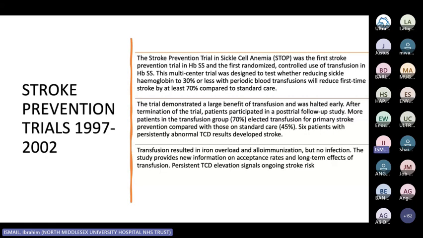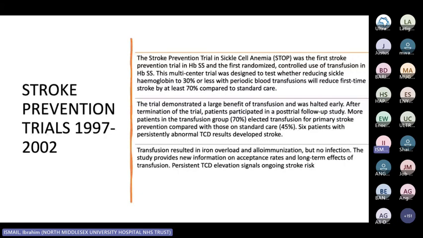So the trial demonstrated a large benefit of transfusion and was halted early. I can't emphasize this enough. This trial was halted early because the results were so compelling. After termination of the trial, patients participated in a post-trial follow-up study. More patients in the transfusion group, about 70%, elected transfusion for primary stroke prevention, compared to those with standard care, 45%. Six patients with persistent abnormal TCD went on to develop stroke.